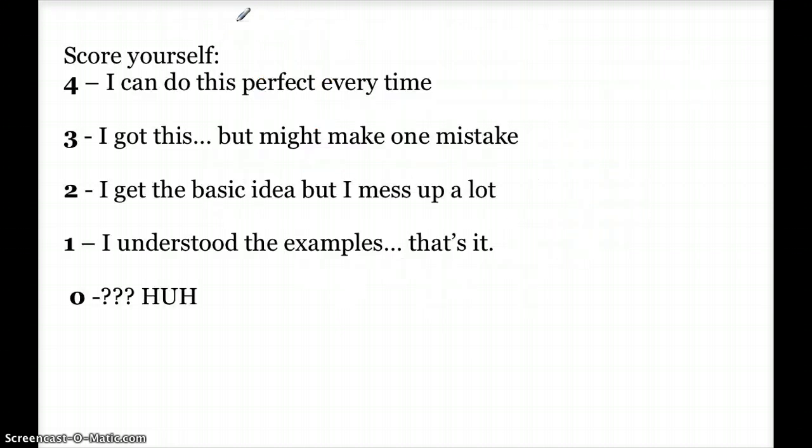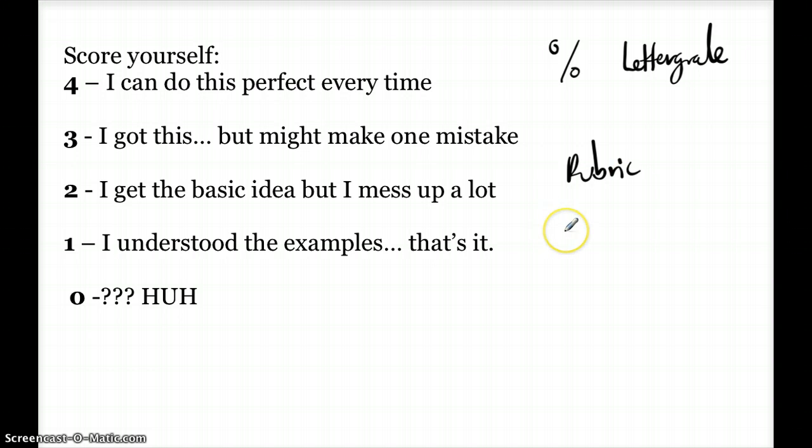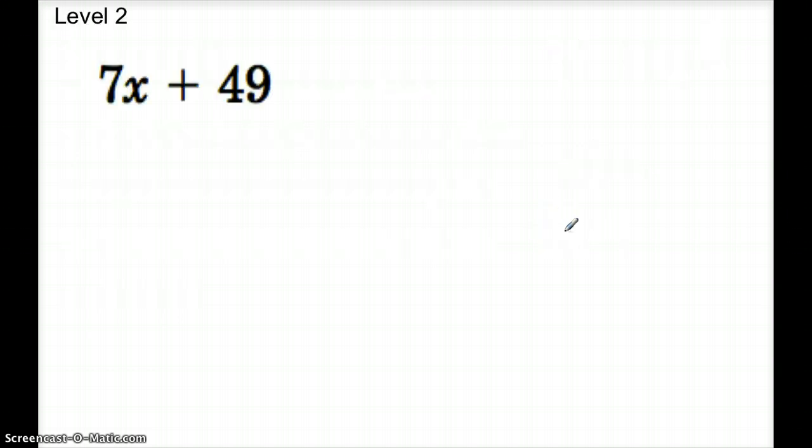Okay, again, grade yourself. I want you to be ready for 3 things: a percentage, a letter grade, and a rubric score. The rubric score is 0 through 4. We're on a 4-point scale. Again, at the end, take a picture of your exit slips, the bottom right corner of your paper. So be ready for that.